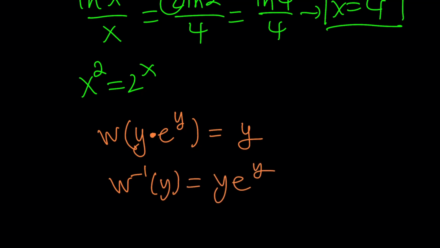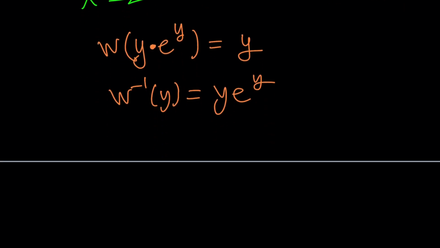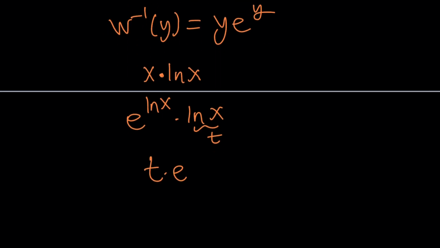Make sense? Okay. And of course, this also works with something like x times ln x, because you can basically write this x as e to the power ln x, times ln x, and when you replace ln x with t, you get t times e to the power t. Again, you can use Lambert's W function to solve this problem.